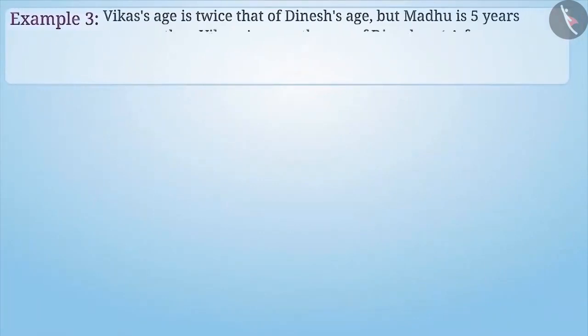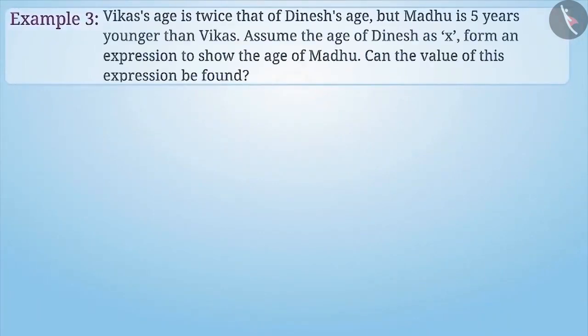Next example. Vikas is twice as old as Dinesh, but Madhu is 5 years younger than Vikas. Considering the age of Dinesh as x, write an algebraic expression for Madhu's age. Is it possible to find the value of this expression? It is very important to understand the given information for converting a statement into an expression.